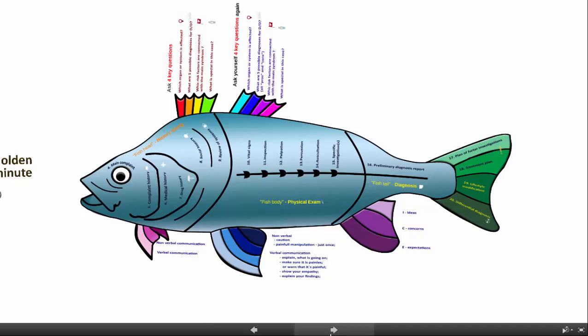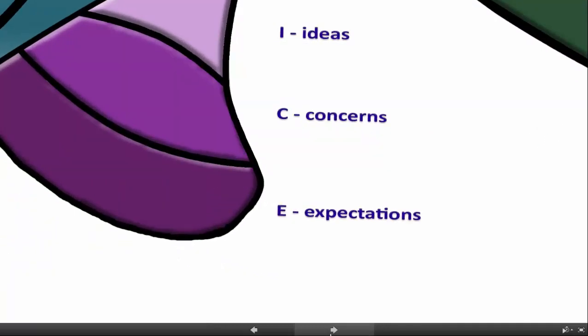It seems that we are done with the fishtail. Now we have the last, lower fins left. Do you remember? Our lower fins are communication skills. We propose you the scheme of ICE: ideas, concerns, and expectations, to discuss whatever diagnosis, treatment plan, or other proposals from the doctor.